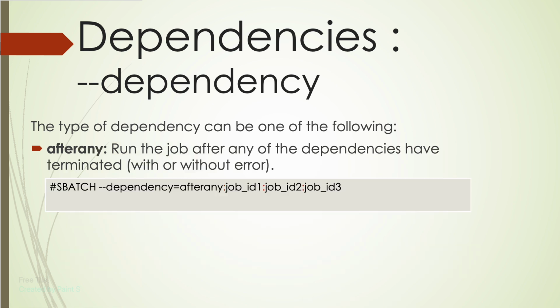The dependency type afterany tells the scheduler to run the job after any of the dependencies have terminated, with or without an error. Here we divide the job IDs by colons.